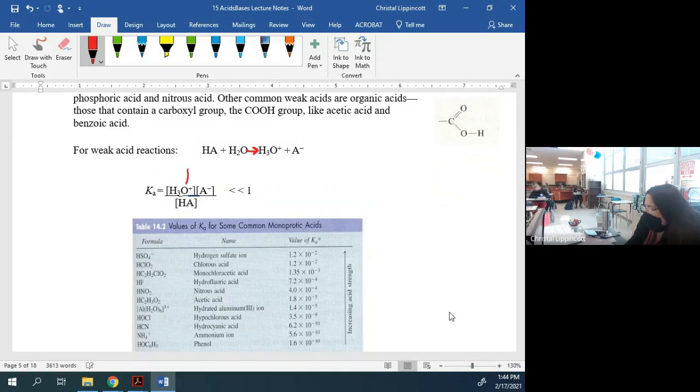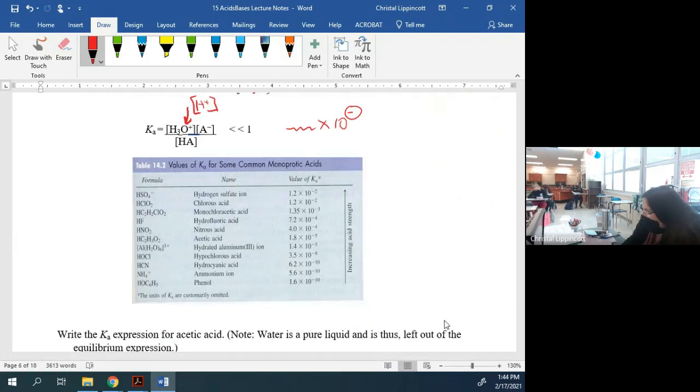Remember that this is the same as H+. So if you see H3O+, it's the same thing as H+. Because it's just in water, we don't include the water. For weak acids, again, that value is going to be much less than 1. So that's why I said it's going to be something times 10 to the negative value. And you can see here that all of these would be considered weak acids.